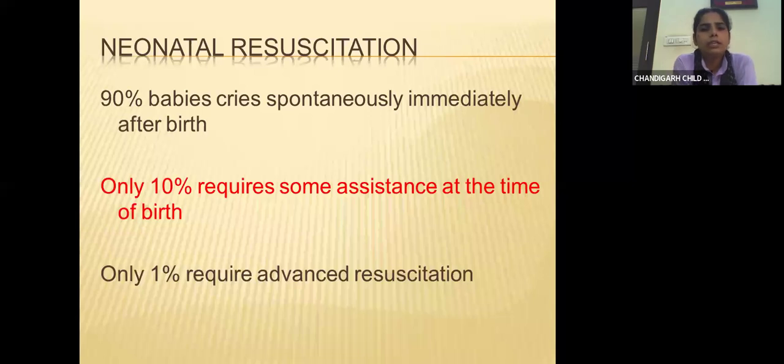Then we check for neonatal resuscitation. Out of 100, about 90% of babies cry spontaneously immediately after birth. There is no need for any neonatal resuscitation. But only 10% of babies require some assistance at birth. So 10% of babies require initial steps of resuscitation, such as positioning, neck position, any type of suction, and so on. But only 1% of babies require advanced resuscitation. At that time, the neonatal resuscitation program helps improve the baby's survival rate.